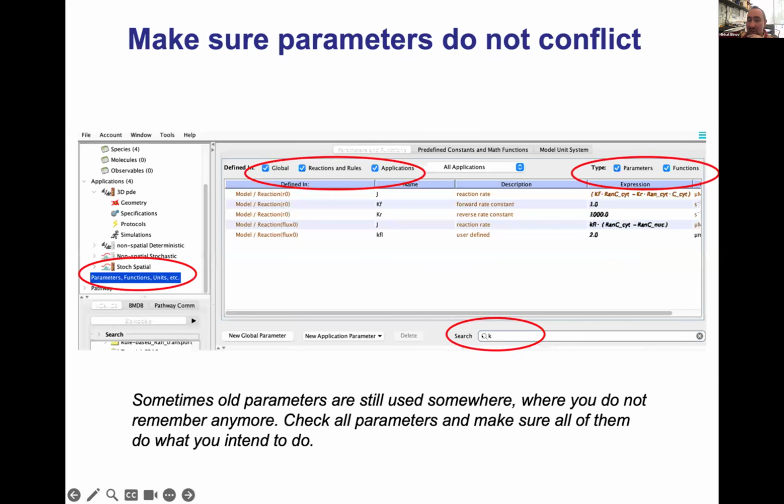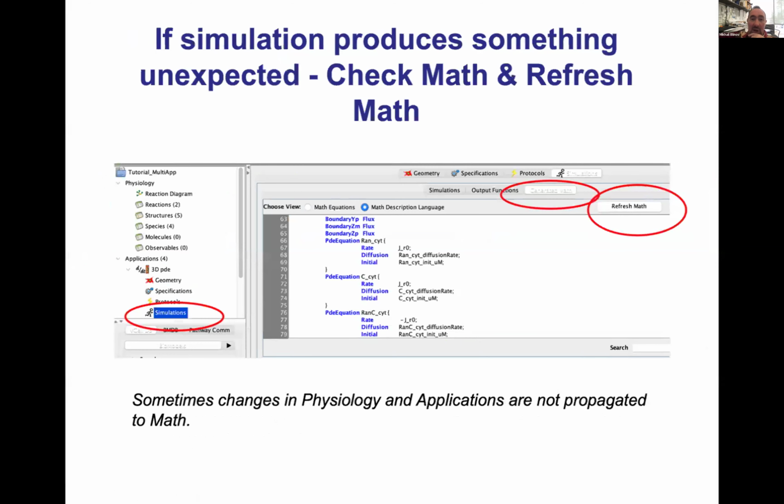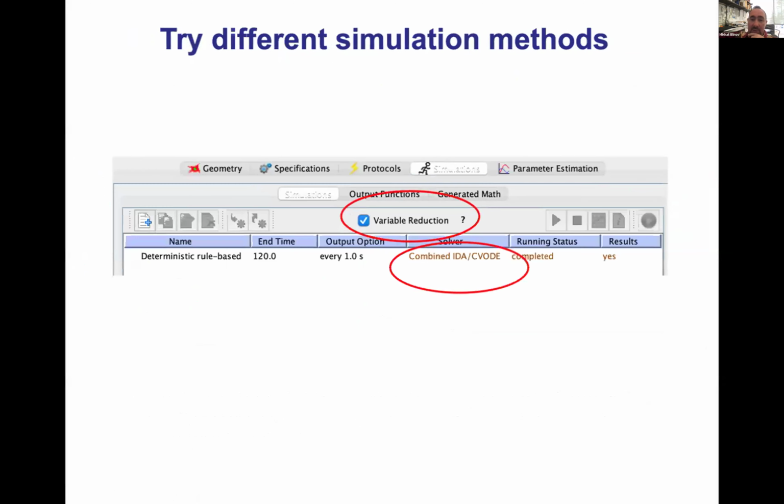Pay attention to parameters, so that you don't mess up and use the same parameter in multiple simulations and then override them. In Virtual Cell, and in Copasi also, you can look just at the parameters themselves. Pay attention to mathematics. After you build a model, you can look at the actual mathematical model that gives you PDE equations, initial conditions, diffusion, and so on. And if something goes wrong and you are mathematically savvy, you can look at the math.